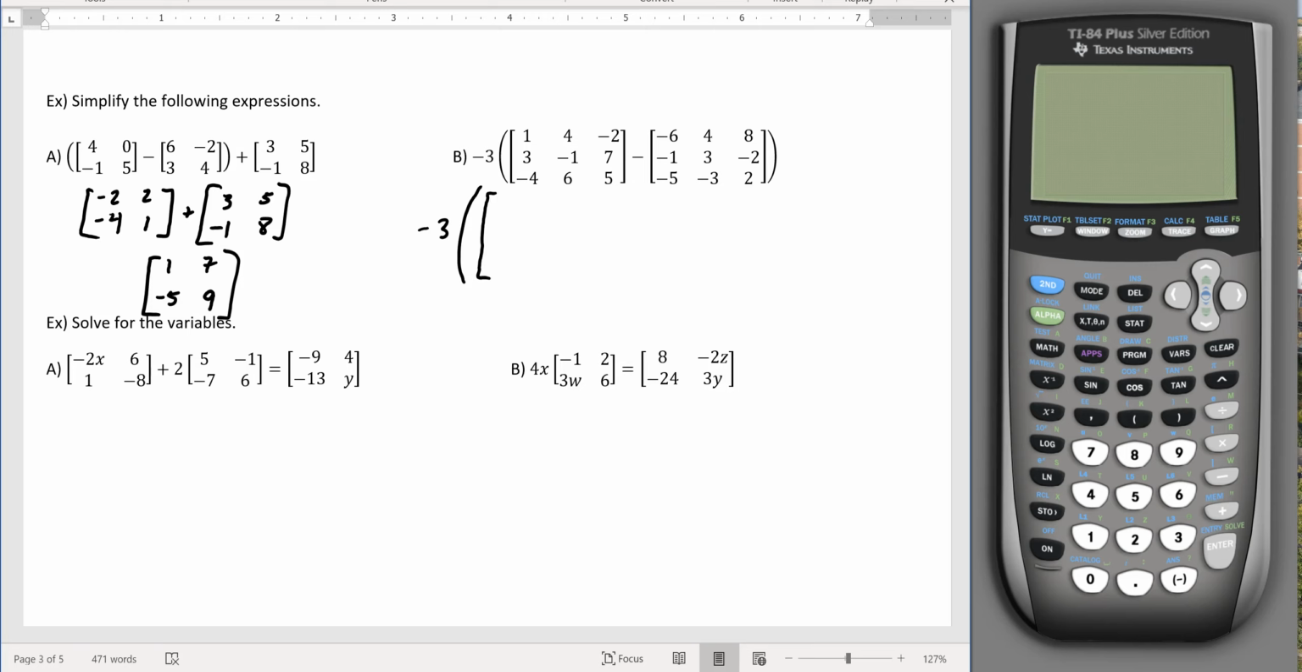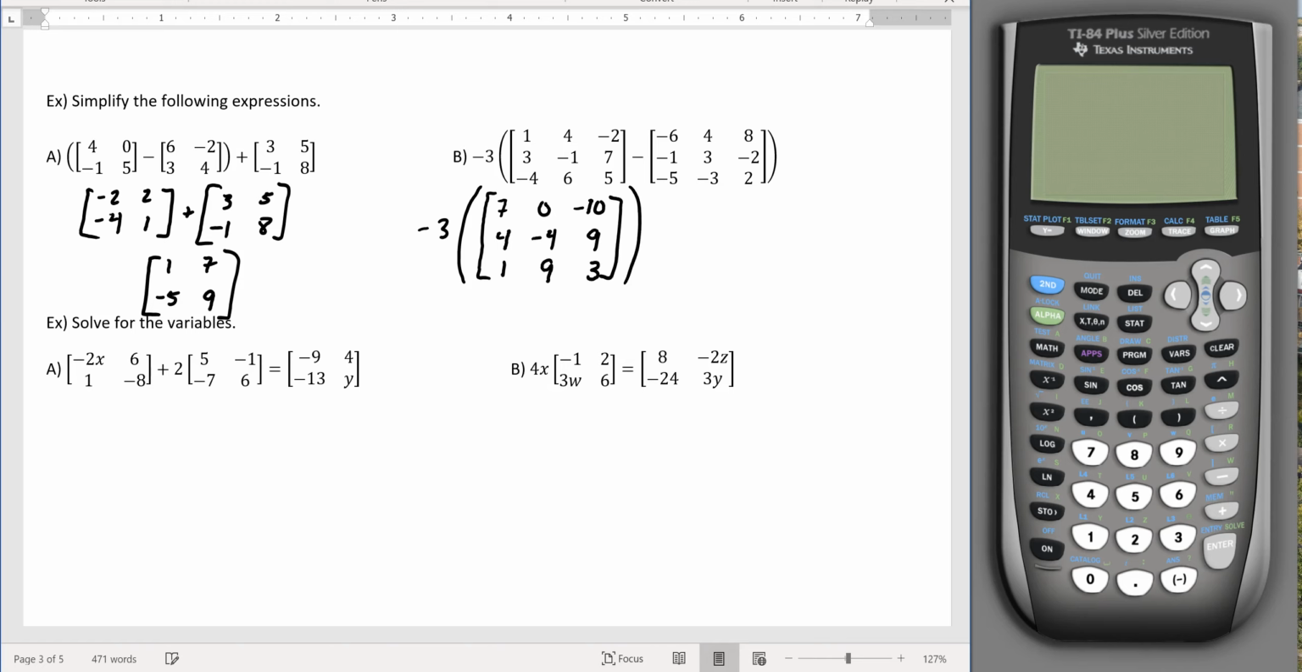So 1 minus negative 6 is 7. 4 minus 4 is 0. Negative 2 minus 8 is negative 10. 3 minus negative 1 is 4. Negative 1 minus 3 is negative 4. 7 minus negative 2 is 9. Negative 4 minus negative 5 would be negative 4 plus 5, which is 1. 6 minus negative 3 is 9. 5 minus 2 is 3.